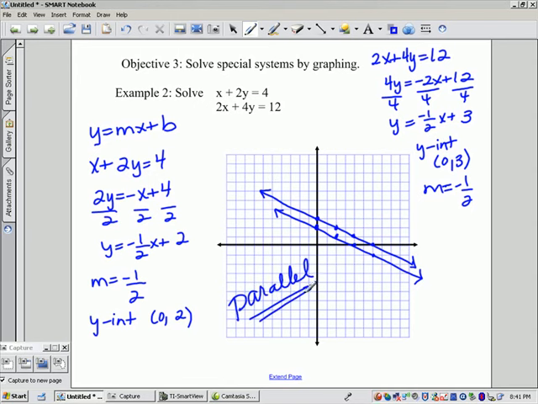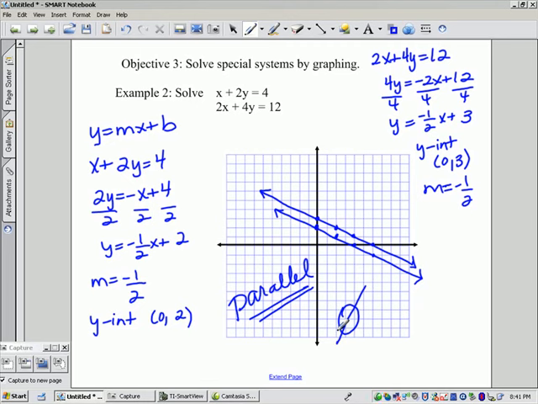So whenever we have parallel lines, remember what we need to answer for our solution. The solution is the point that they have in common. Well, if the lines are parallel, they have no points in common. And so the way we would indicate that is that we would say the solution is the empty set, because there's nothing common to those.